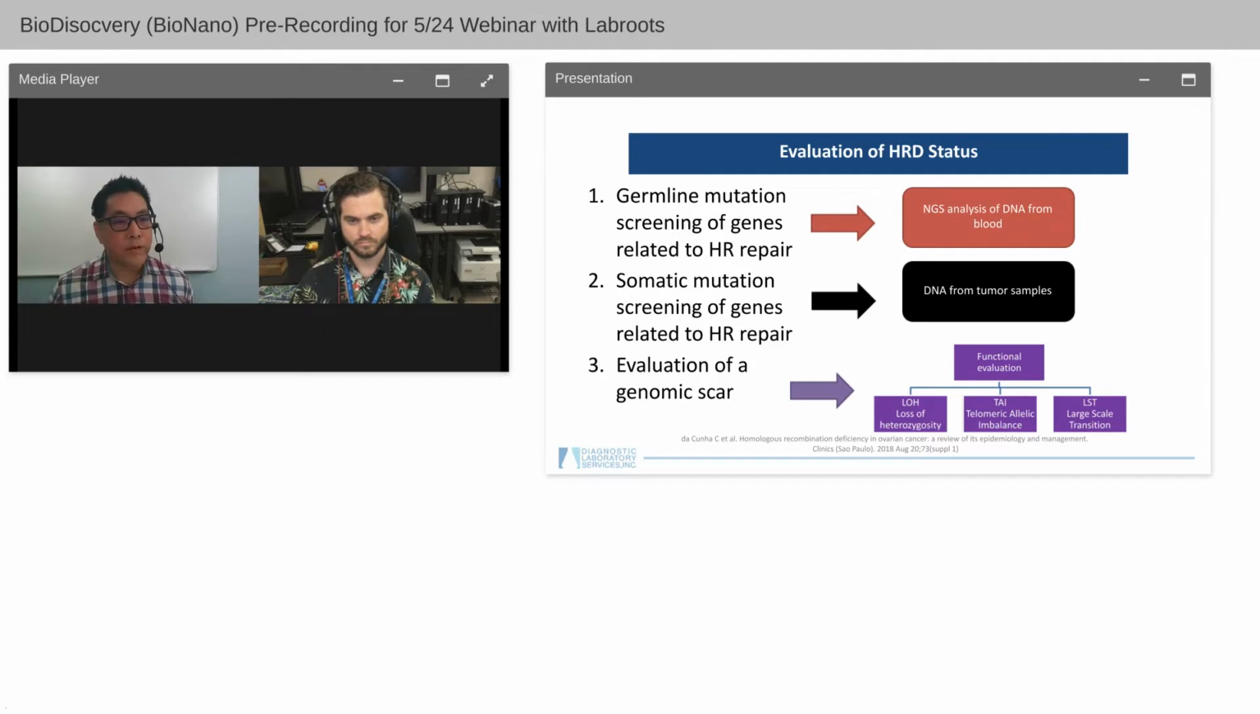But the more comprehensive way of looking at HRD looks more at the outcome of all of the different things that cause homologous recombination deficiency and looking at the effects of what that are, meaning that we look at genomic instability. And by doing that, we look at genomic scars. And in looking at genomic scars, we look at three parameters: loss of heterozygosity, telomeric allelic imbalances, and large-scale state transitions. And that's shown in the purple boxes.